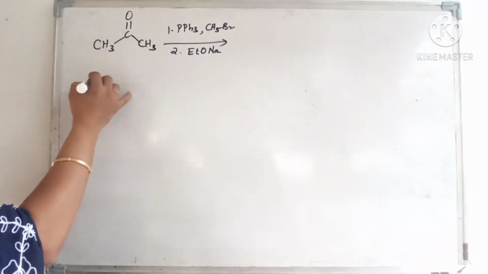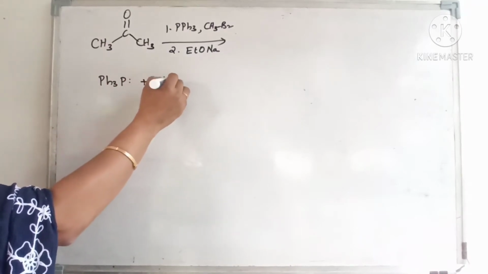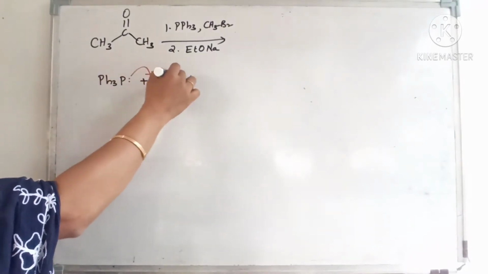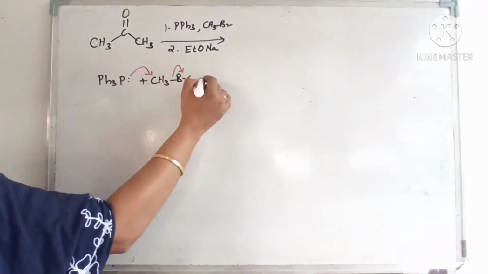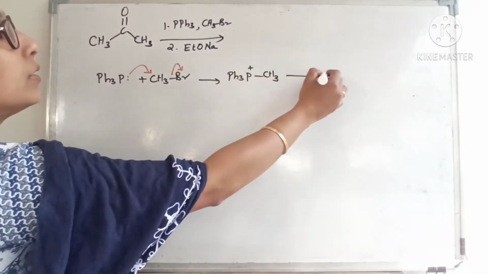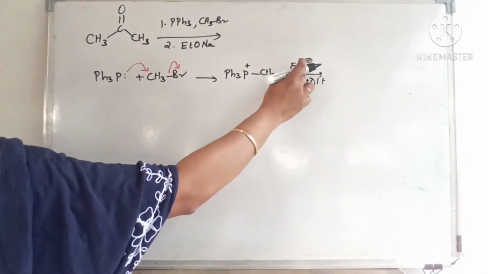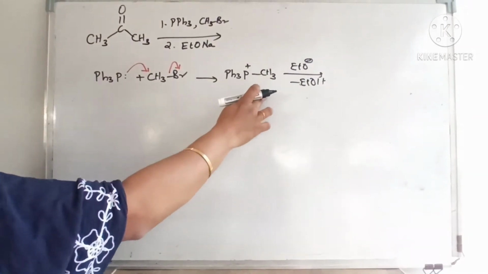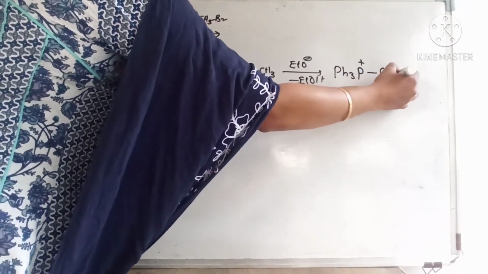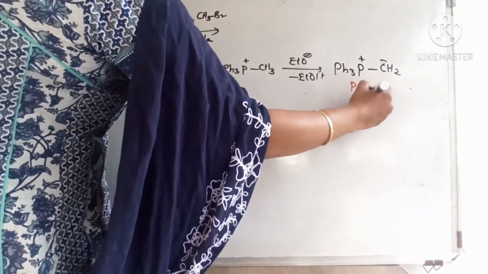So how does it happen? This phosphine reacts with methyl bromide in an SN2 reaction. It replaces bromide in this manner, and you will get Ph3P plus CH3. Now this is treated with an ethoxide base, and EtOH will go. The base subtracts an acidic proton from here, and you get Ph3P plus CH2 minus. So this is the phosphorus ylide that you have generated.